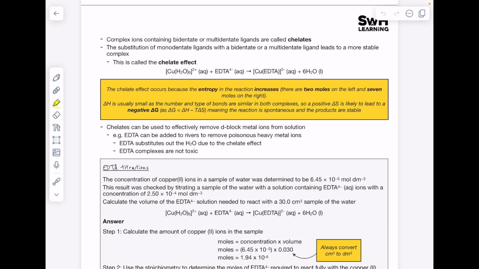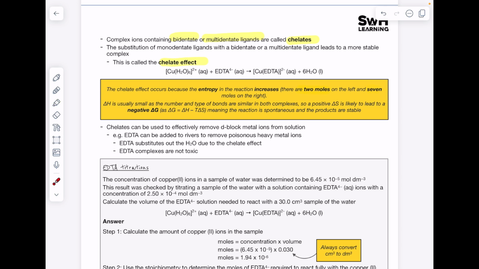Complex ions containing bidentate or multidentate ligands are called chelates. The substitution of monodentate ligands with a bidentate or multidentate ligand leads to a more stable complex, and this is known as the chelate effect. Now, the chelate effect occurs because the entropy, so the amount of disorder in the reaction, increases. As you can see, there are 2 moles on the left, 7 moles on the right.